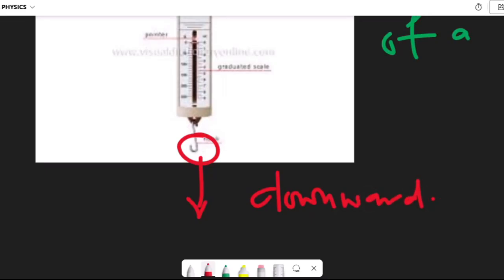As gravity is trying to pull the body downward, it's actually getting the weight of the body, which is mass times gravity. So the weight of the body will be the reading on the spring balance. Whatever reading we have from the spring balance, we can get the weight of the body, and also we can get the mass of the body.